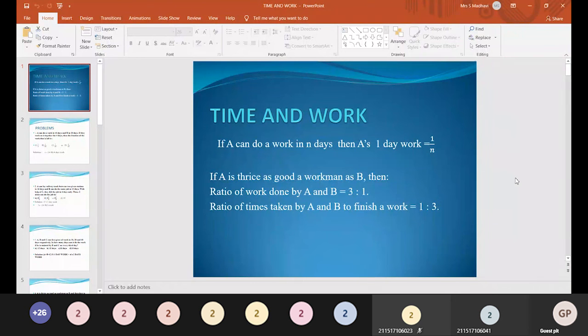In this video, you are going to learn about time and work problems, the problems which can be solved using some formulae.